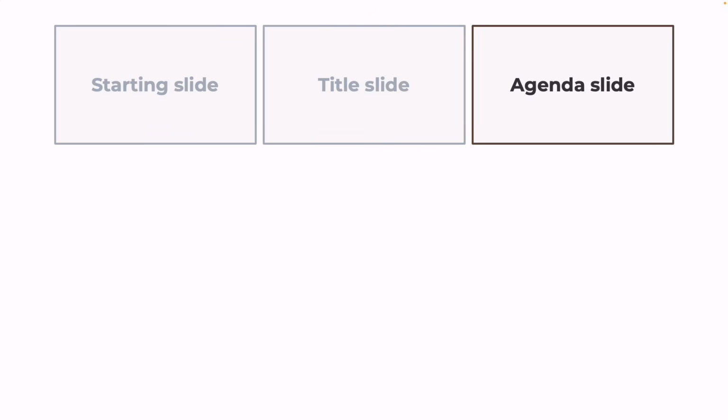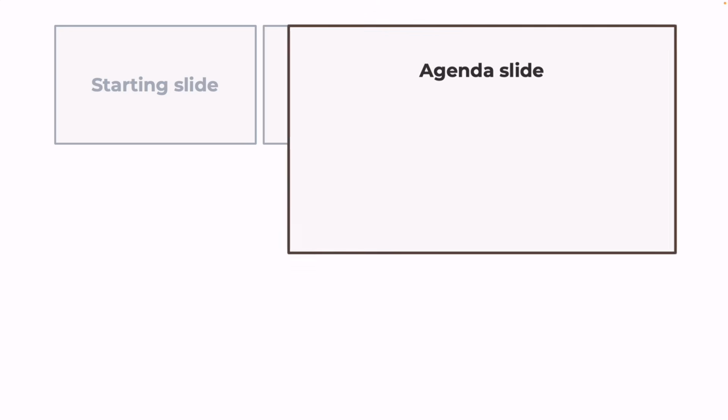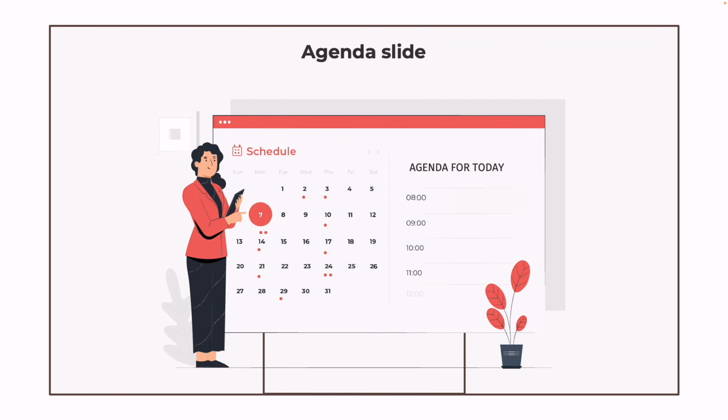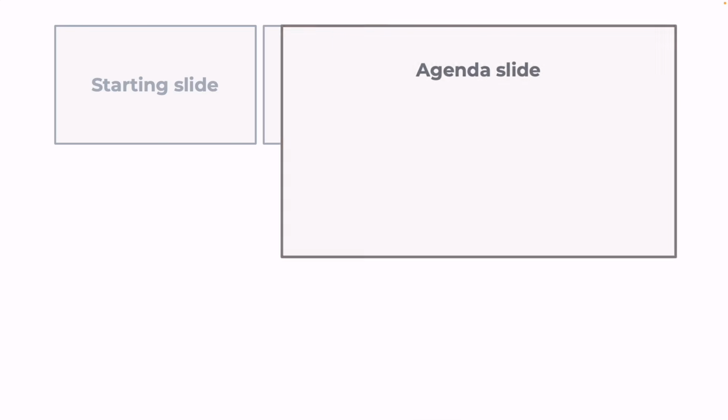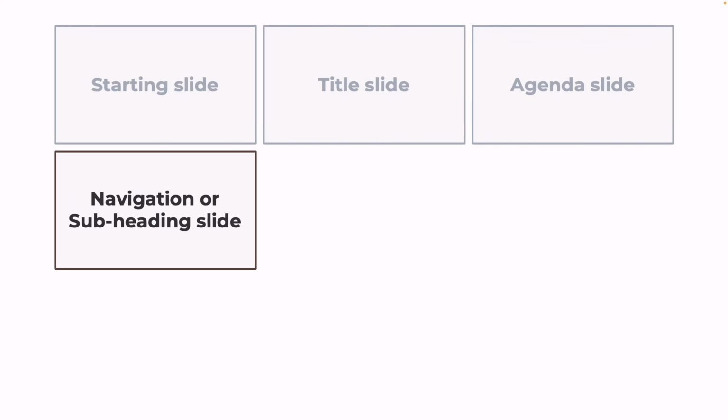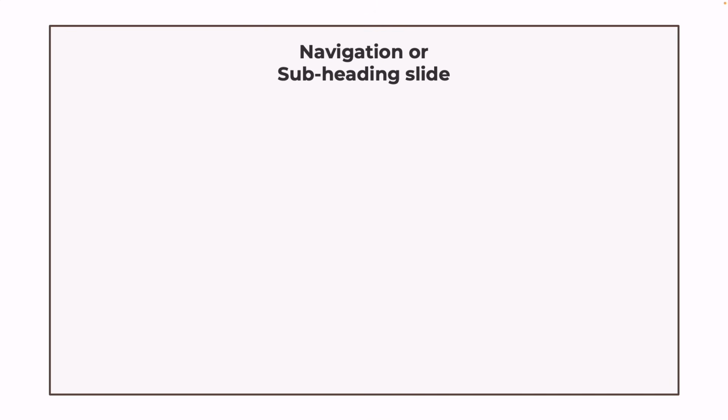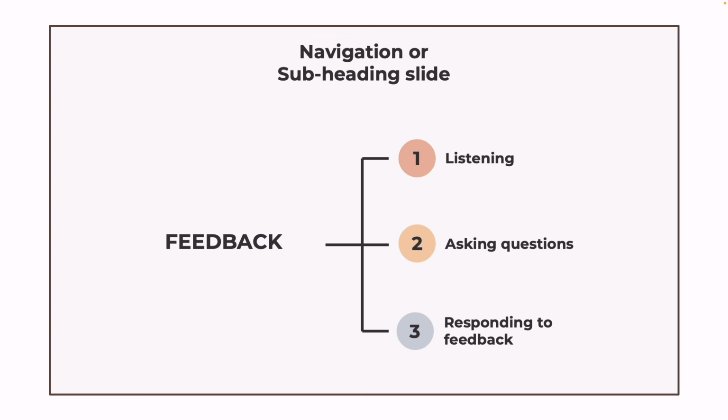Another very important slide you need to have is the agenda one. Tell your audience what they can expect from the webinar or the session. Explain what's first, second, third. This keeps them tuned in and anticipating what's next. I also always include something called a navigation or subheading slide. For example, if I'm running a session on feedback, each subtopic like listening, asking questions, responding to feedback will have a separate navigational or subheading slide. This really helps guide your audience through your presentation journey by displaying where in the presentation you are at any moment.